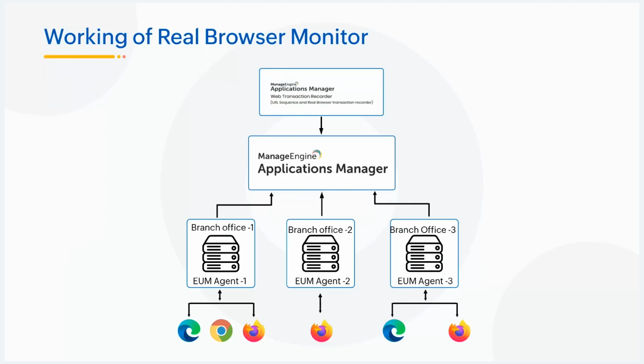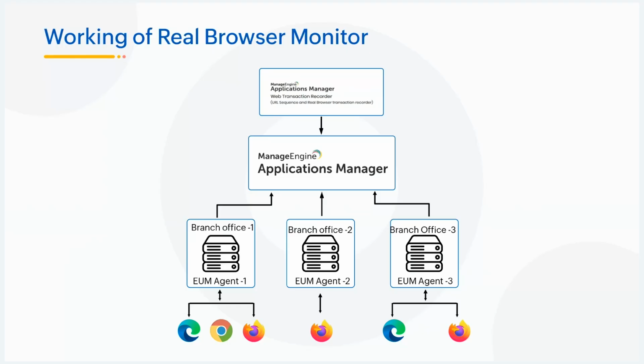To test this critical workflow of filling out the form and successfully registering for your event, you can use Applications Manager's Real Browser Monitor. For that, you will need to install the EUM agent in all your branch offices. Then you can record the transaction of filling and registration from your main office. The same transaction will then be performed in all your branch offices using this EUM agent, and then all the data will be sent to Applications Manager. This way, you can check if this particular workflow functions without any errors in all the desired locations.